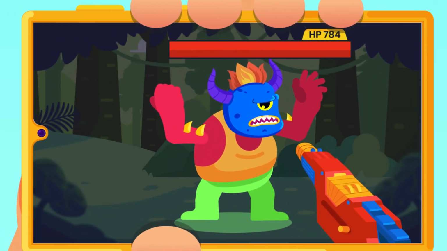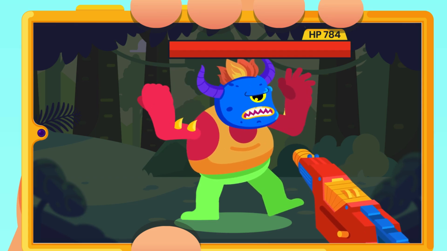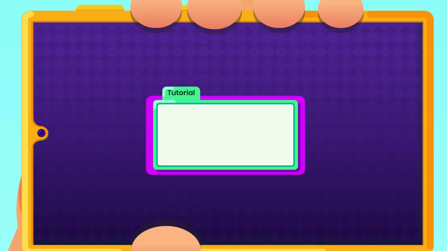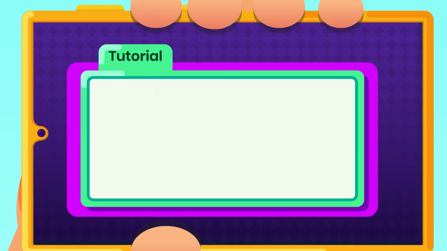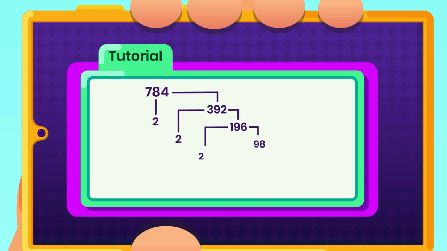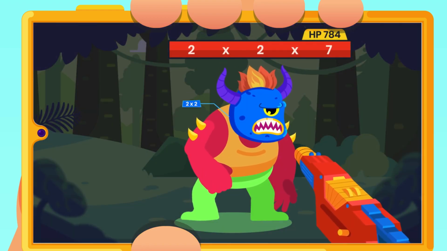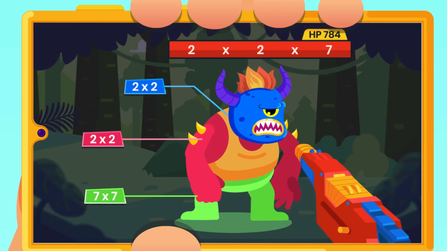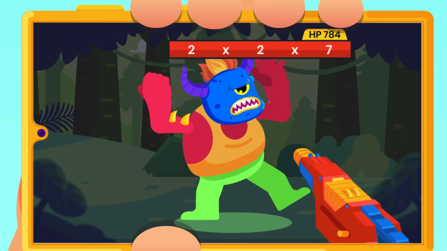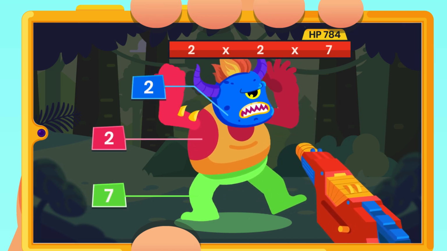Let's apply these 3 steps to find the square root of 784. First, the prime factorization of 784 is 2 times 2 times 2 times 2 times 7 times 7. Second, take one number from each of the pairs of prime factors. There are 3 pairs of factors here, 2 times 2, 2 times 2, and 7 times 7. So, the 3 numbers chosen from each pair are 2, 2, and 7.